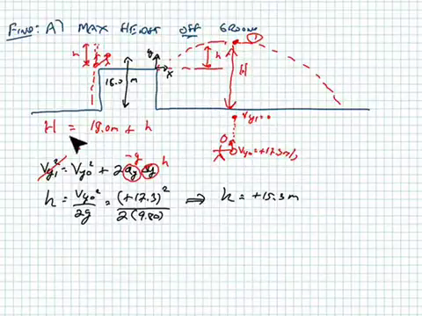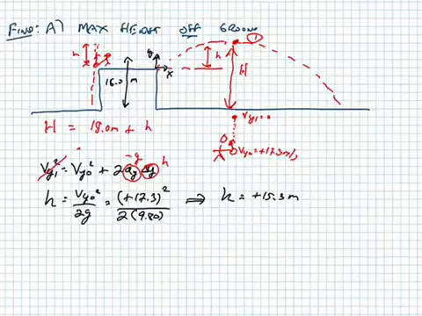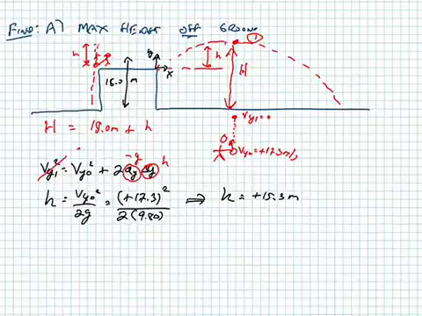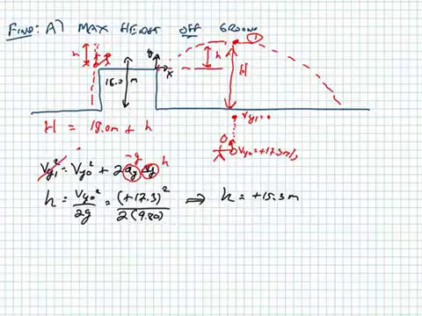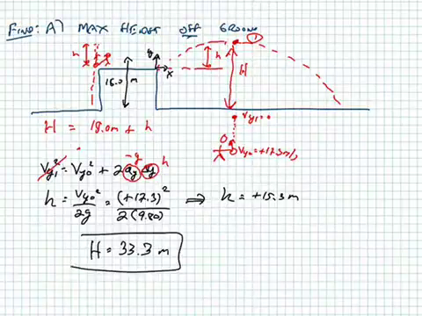So big H is equal to 18 meters, the height of the cliff, plus little h, which is how high it went once the person threw it. So 18 plus 15.3 is going to be equal to 33.3 with sig figs. So big H is 33.3 meters. Okay, cool. All right, next.